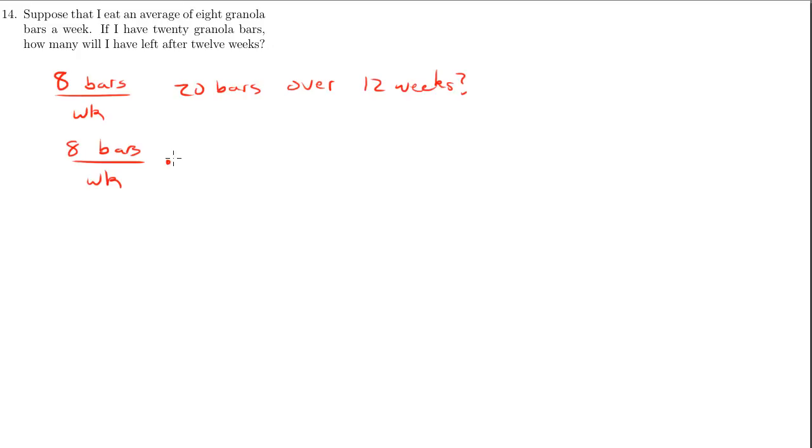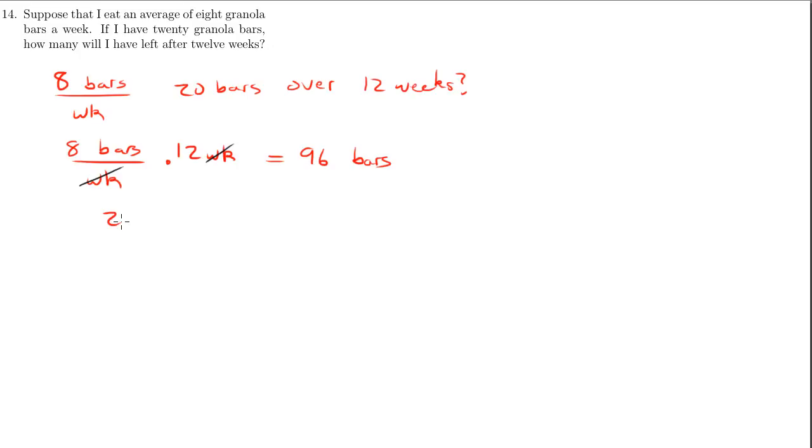Suppose that I eat an average of 8 granola bars a week. So this is 8 bars per 1 week. If I have 20 granola bars, how many will I have left after 12 weeks? Well, this is pretty well rigged. So 8 bars per week times 12 weeks is going to be, weeks cancel out, and we're left with 96 bars.